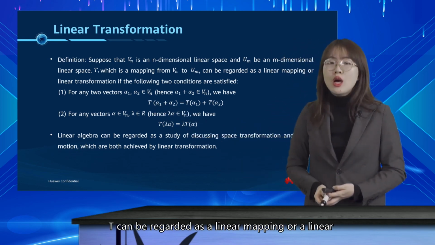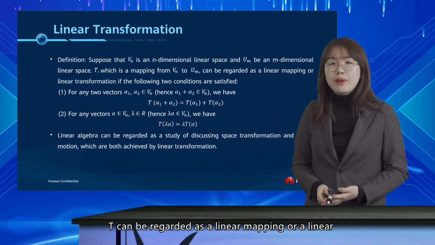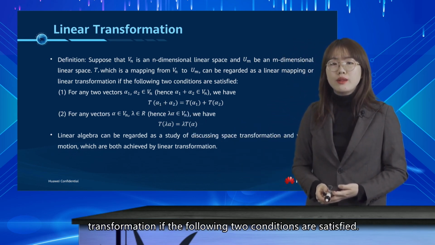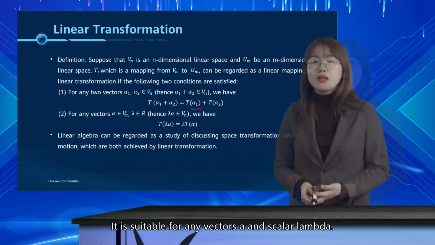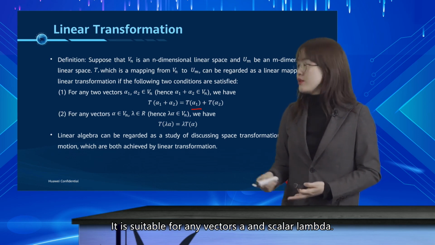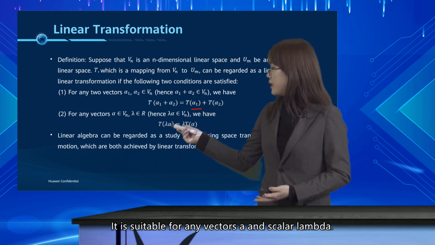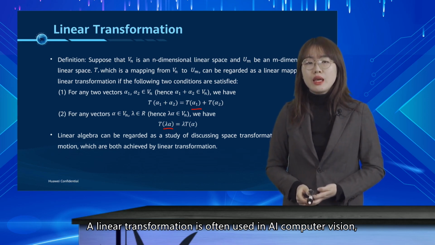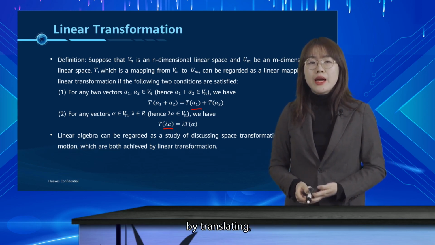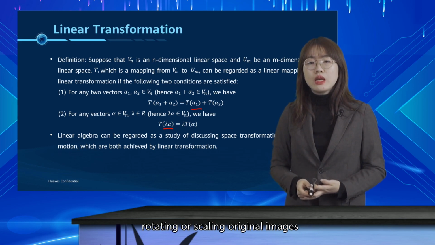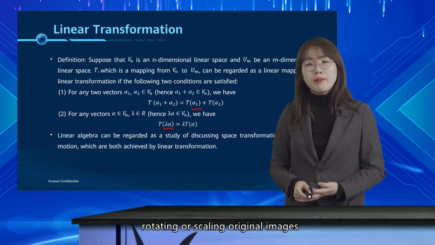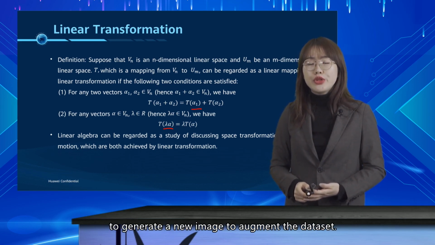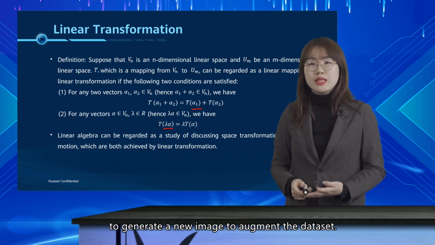T can be regarded as a linear mapping or a linear transformation if the following two conditions are satisfied. It is suitable for any vectors alpha and lambda. A linear transformation is often used in AI computer vision by translating, rotating, or scaling original images to generate a new image to augment the dataset.